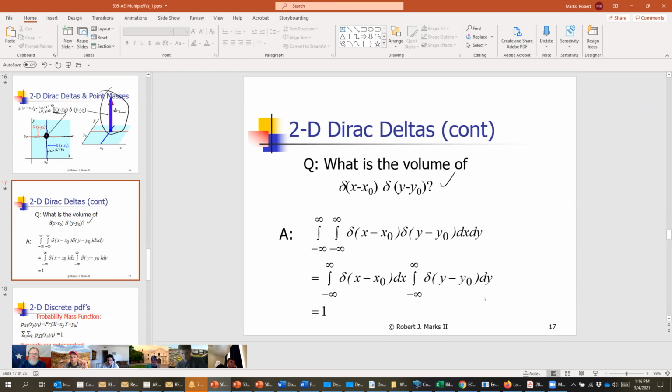Well, the volume is equal to its integral. Because these are independent, we can break up the integral into the integral over x and the integral over y. We know in both cases the integral over a one-dimensional Dirac delta is 1. So this first integral is equal to 1, and this second integral is equal to 1. Is that okay? So the volume is indeed equal to 1. The volume of a Dirac delta is equal to 1, just like in one dimension, the area of a Dirac delta is equal to 1.